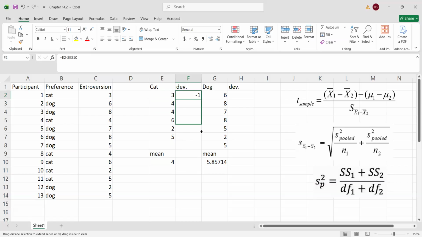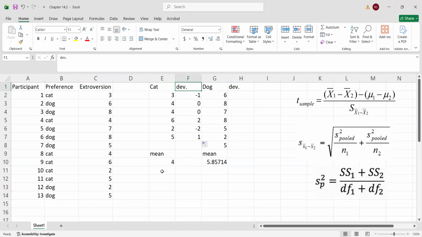Now you can drag this all the way down and it'll automatically populate the deviation scores. These are all the deviation scores for each cat person in terms of their extroversion, right? So now, normally, to find the standard deviation, or the sum of squares, I guess, we would take the deviations and square them and then add them together. That would give us literally the sum of the squared deviations, or the sum of squares.